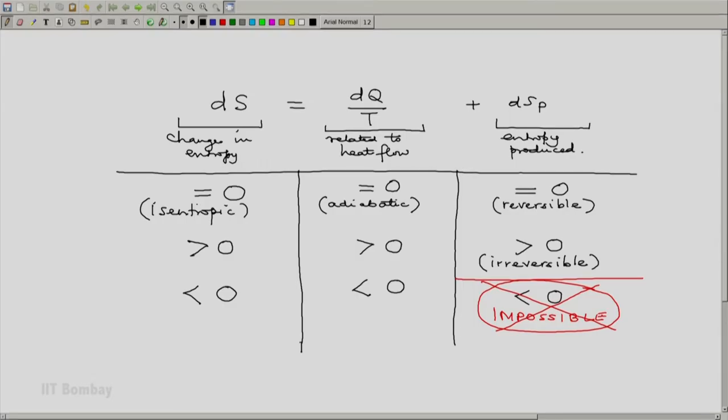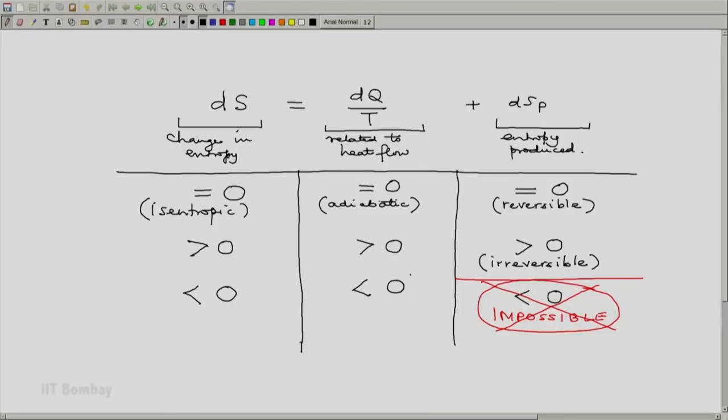Notice that it is possible for a process to be isentropic. That only means this term is 0, the first term on the left hand side. But on the right hand side, these two terms need not individually be 0. It is possible that dq by T is less than 0, but dS_p is greater than 0, equal and opposite in sign, so your dS is 0. That means you can have an isentropic process which is neither adiabatic nor reversible.